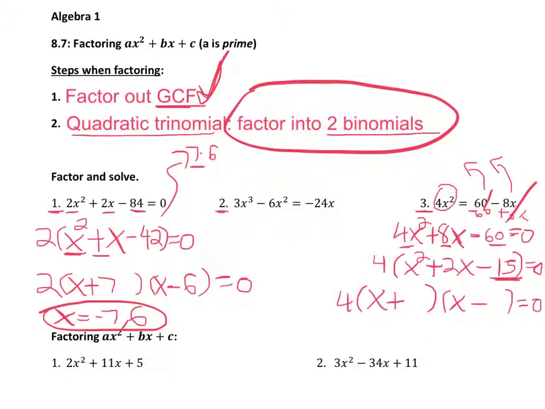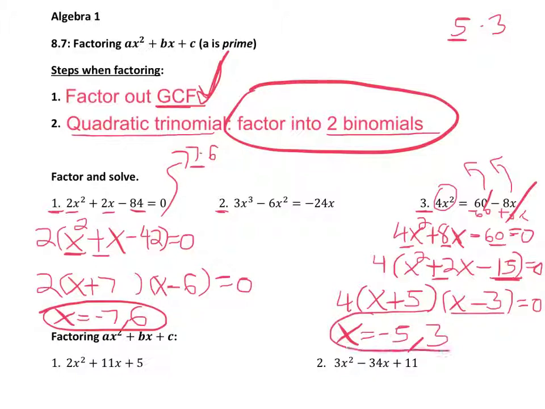So then I ask myself, what are factors of 15 that subtract to give me 2? Well, I'll write it up here, 5 and 3. So since this is a plus, the bigger number 5 is going to go with the plus. So it's going to be x plus 5, x minus 3. And then it works. So then if I set this x plus 5 equal to 0, I get x to equal negative 5. And if I set this x minus 3 to equal 0, we add 3 to both sides, so I get x to equal positive 3.